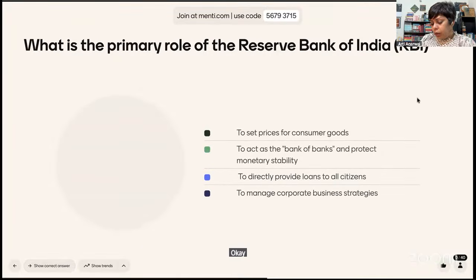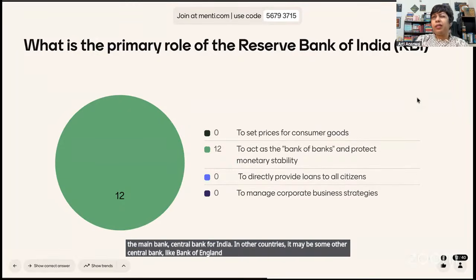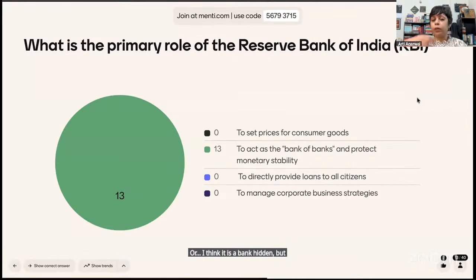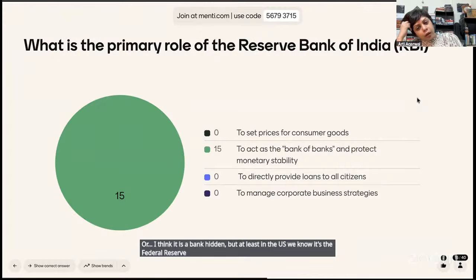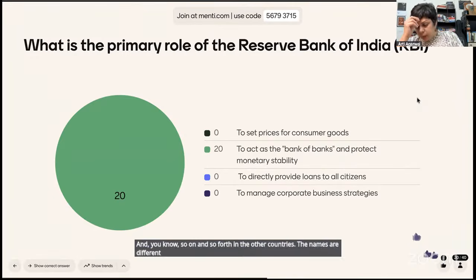Okay. Now this is from the chapter on currency, I think. What is the primary role of the RBI? And I've asked RBI because it is the central bank for India. In other countries, it may be some other central bank, like Bank of England, or at least in the US, we know it's the Federal Reserve, and so on and so forth in the other countries. The names are different in other countries, but the purpose of the central bank remains more or less the same.